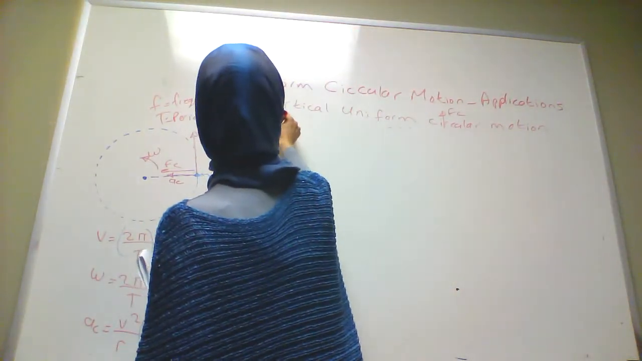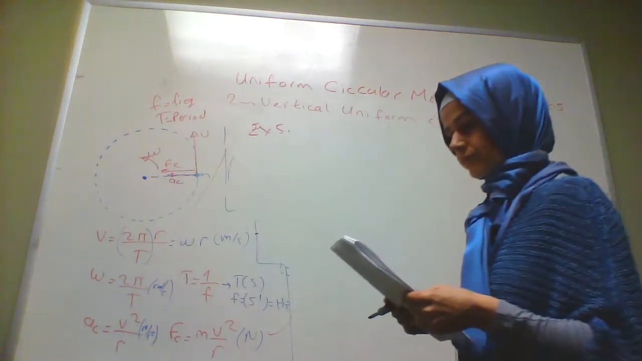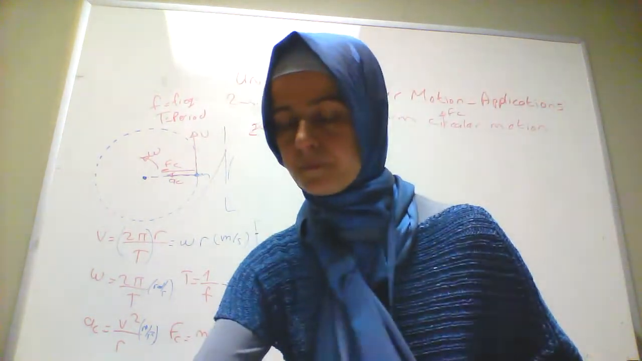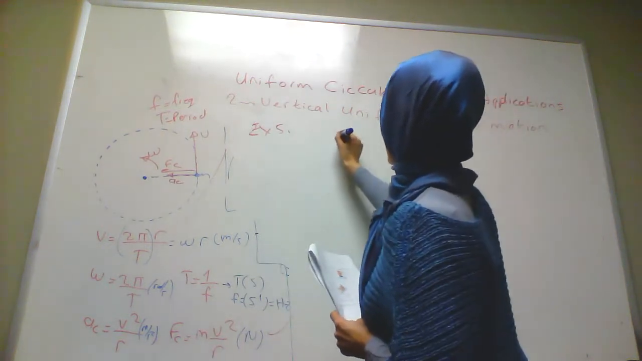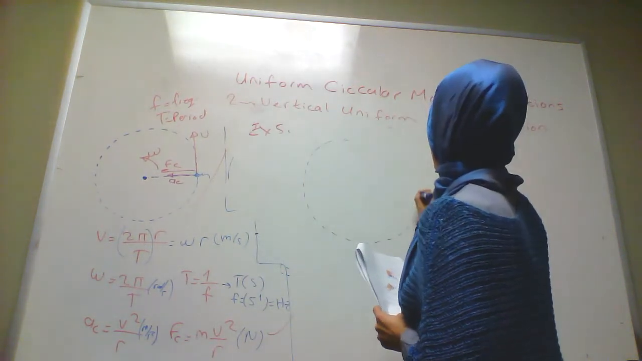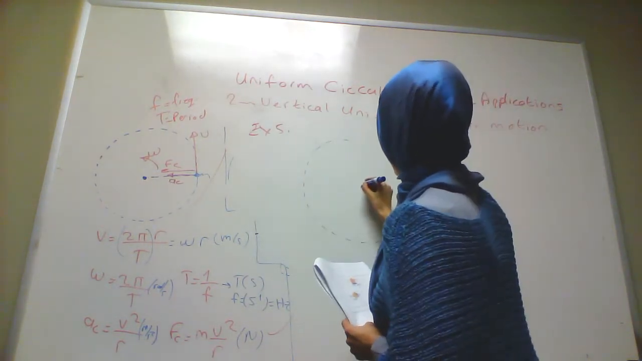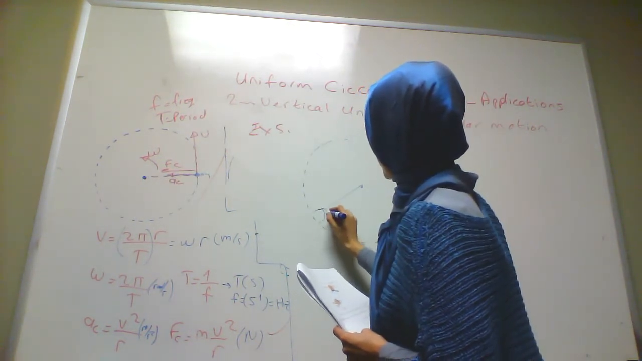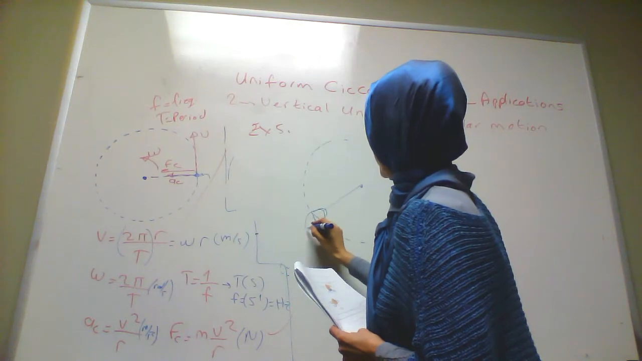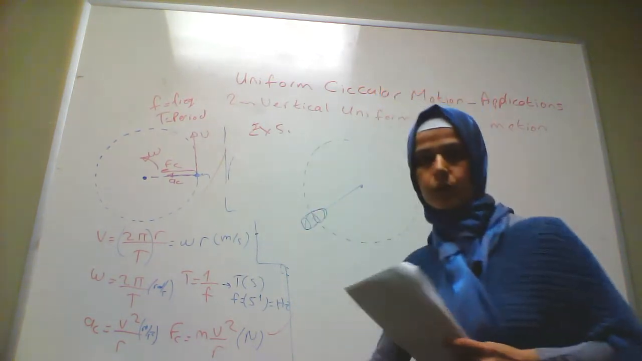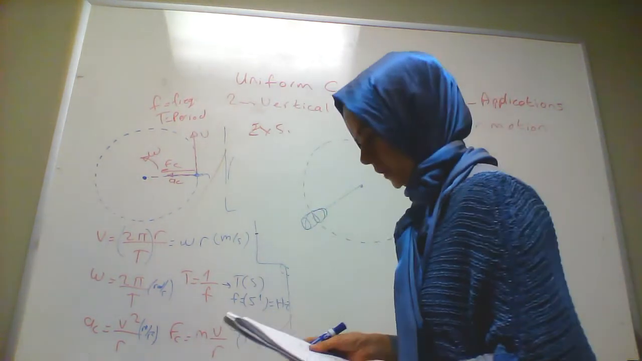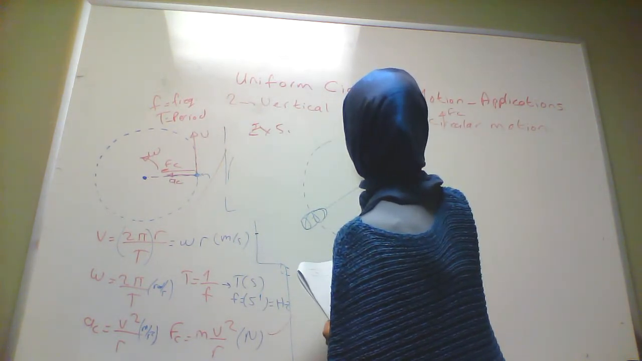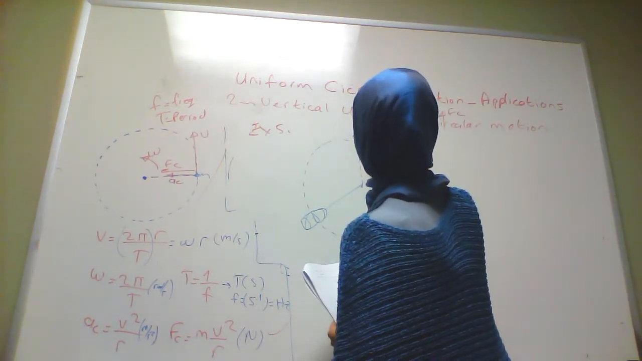Example 5, I think. We have a figure showing a bucket of water. So we have a circle, and we have water tied to a rope in a bucket. We're rotating this bucket of water. It will be coming to the upward position, of course, at some time.